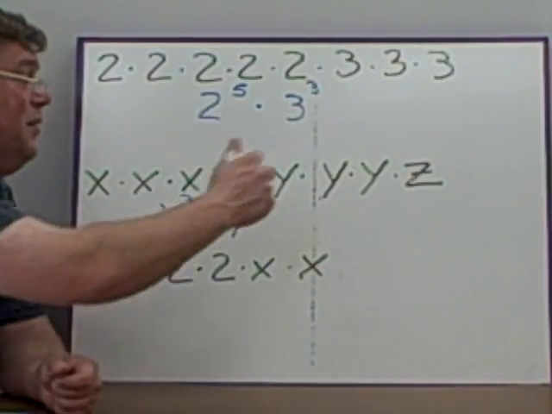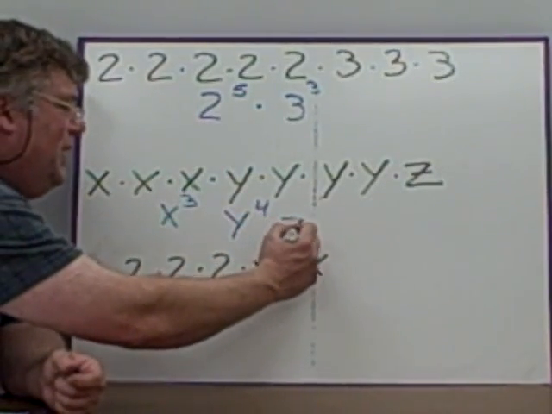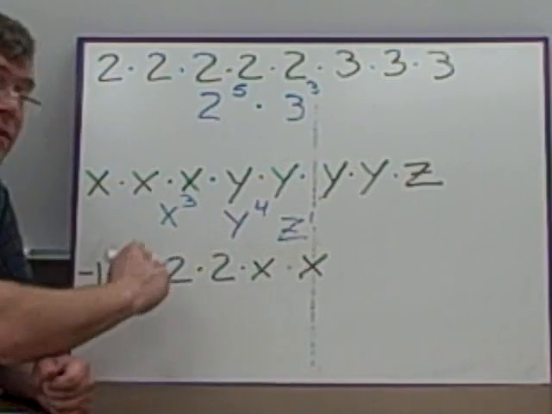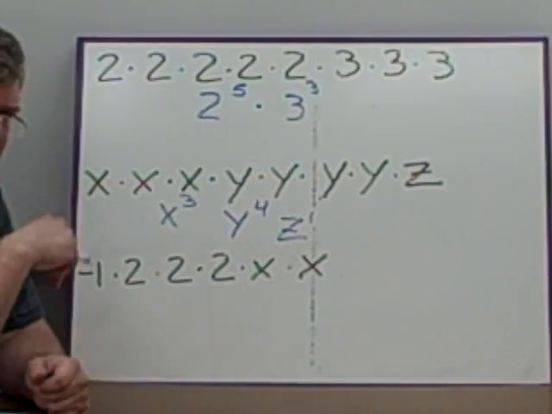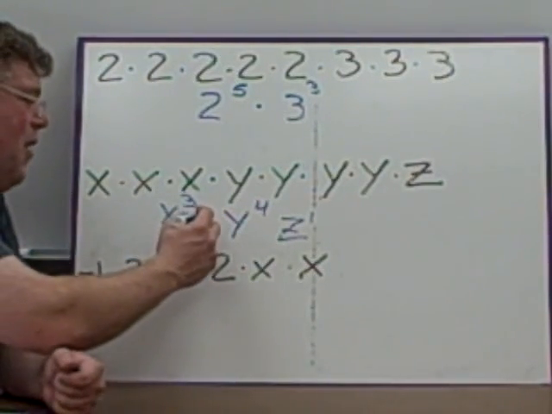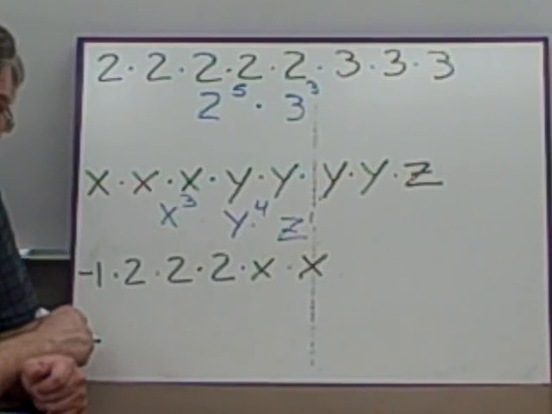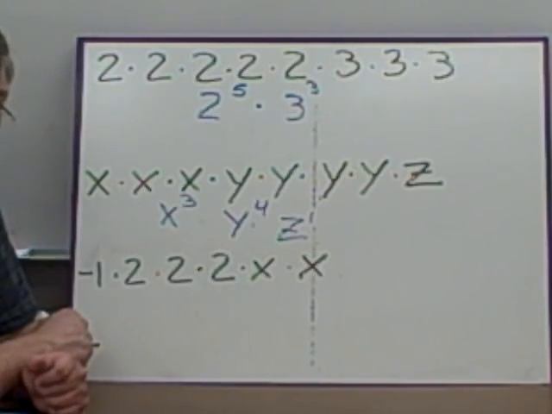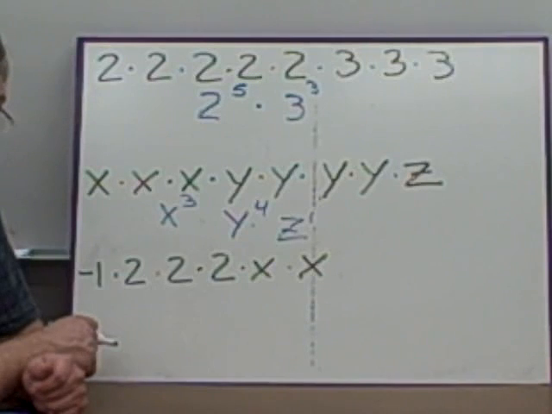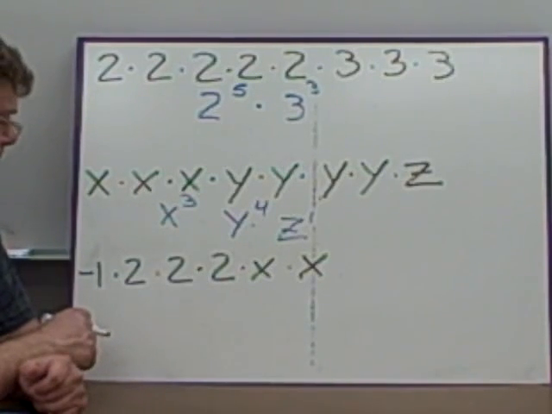How many z's are there? There's 1, so I do z to the 1. Do I actually have to show the 1? Well, we'll get to that a little bit later. But these are all being multiplied. I could put the dots there for them, or I could leave them out, because whenever you have 2 variables next to each other, you know you are multiplying.